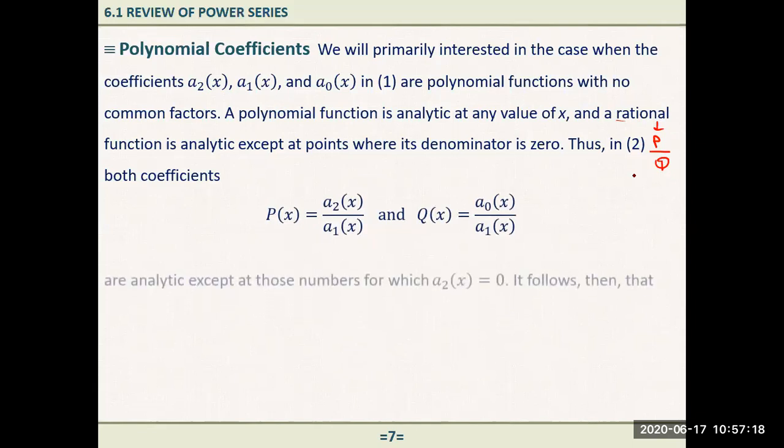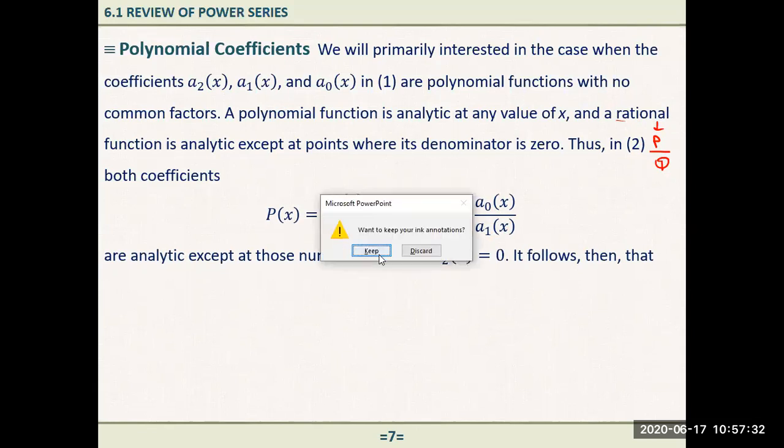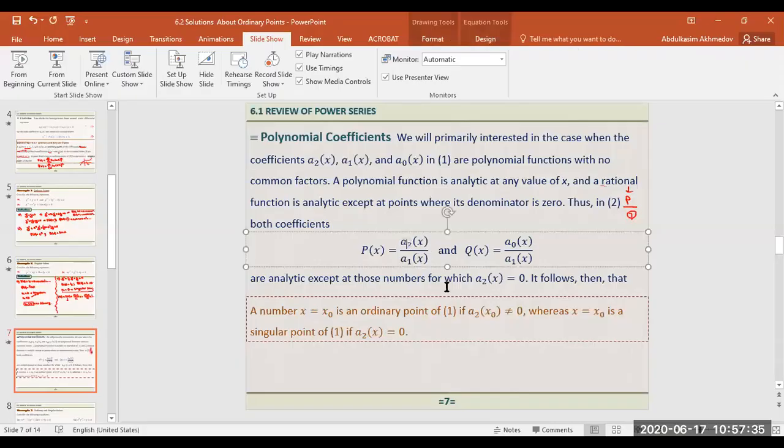So here we have p of x, that is a sub 1 over a sub 2, and q of x, a sub 0 over a sub 2. When this a sub 2, no, I think I made a mistake here. It should be a sub 1 over a sub 2.